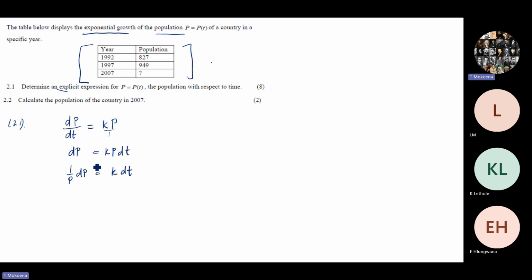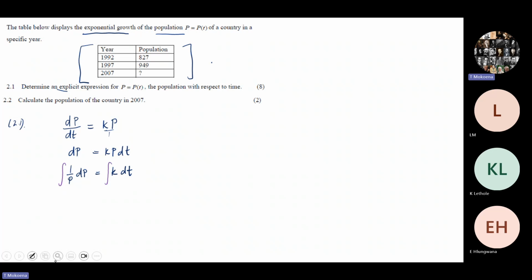So what type of integration is this? It is variable separable. We had to separate our variables, right? So now let us integrate. When we want to integrate this equation, we use indefinite integrals, not definite, because we don't have the bounds.